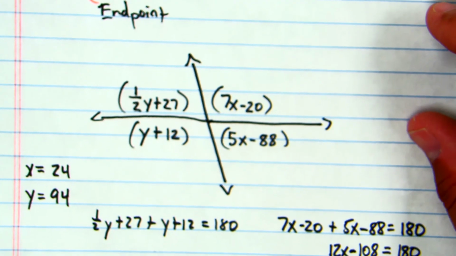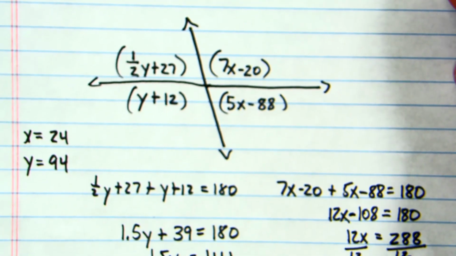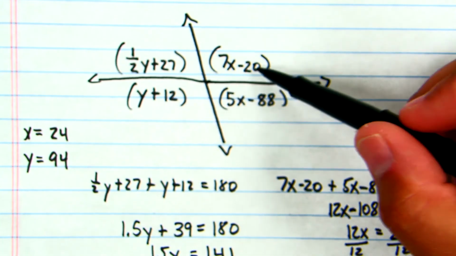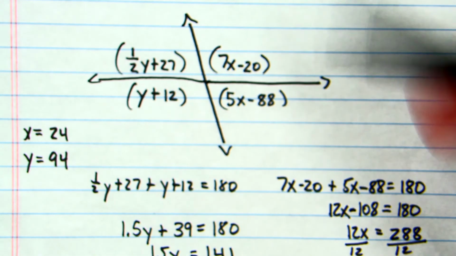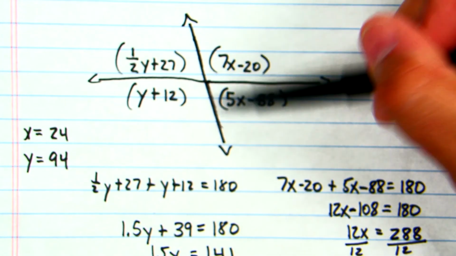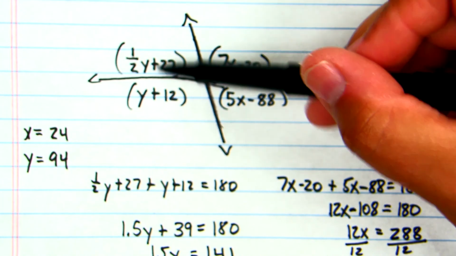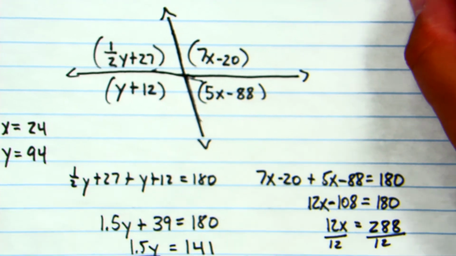And our last problem that we're looking at is: 1/2 y plus 27 is an angle, y plus 12 is an angle, 7x minus 20 and 5x minus 88. All right, these angles that are formed by these intersecting lines are linear pairs. Linear pairs are supplementary angles, which means they add up to be 180 degrees.